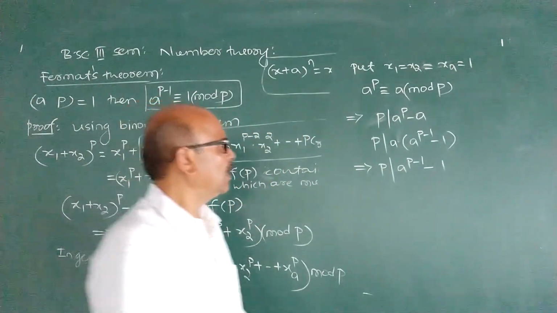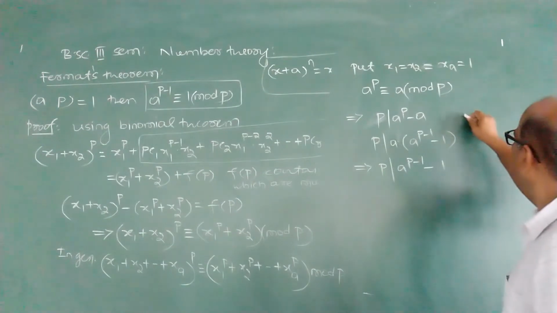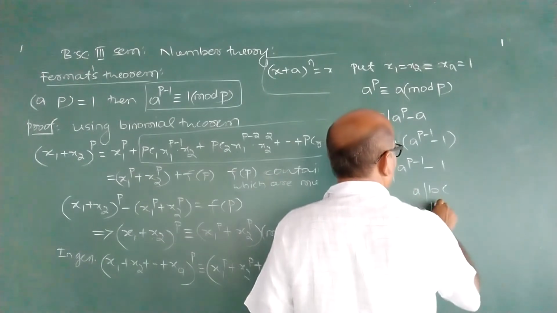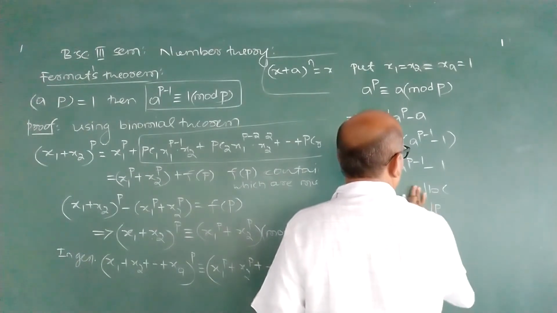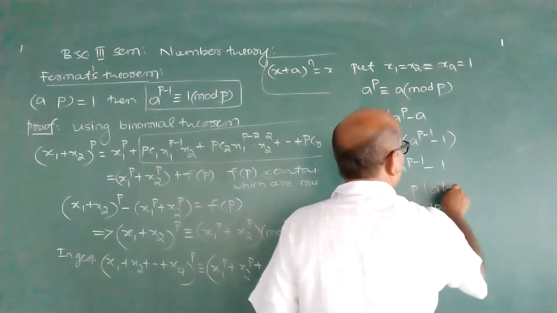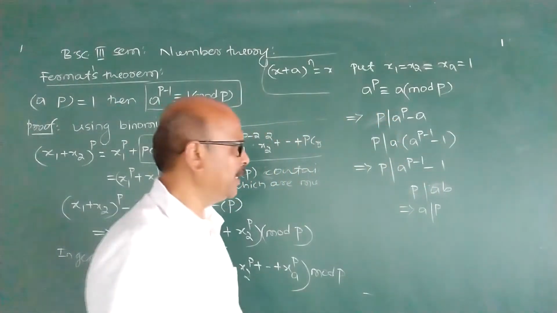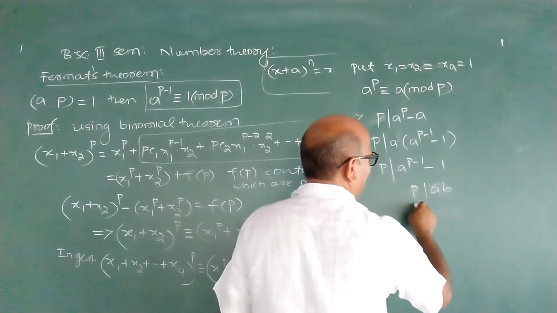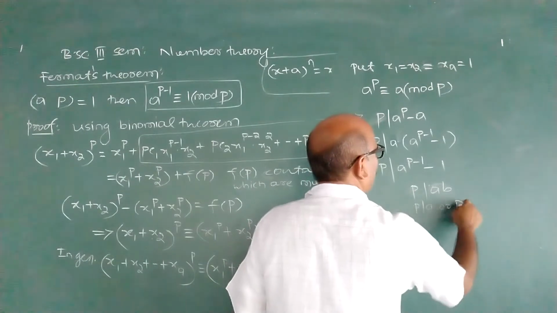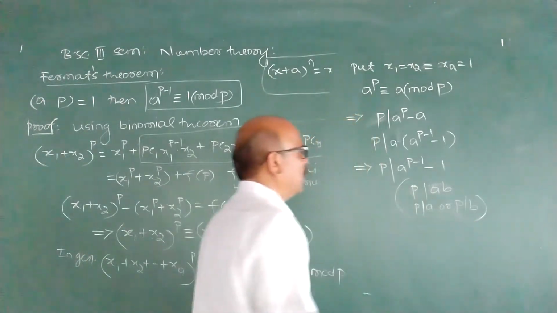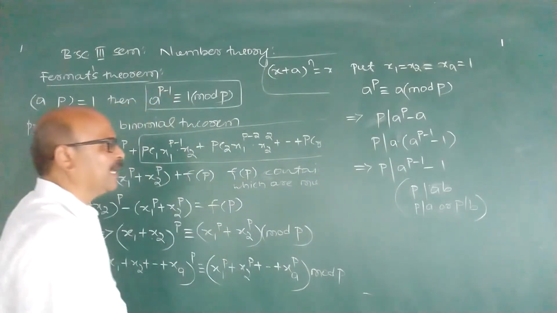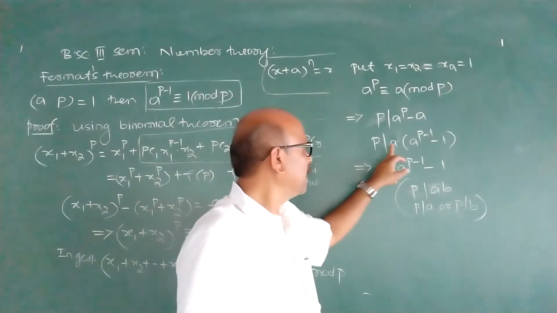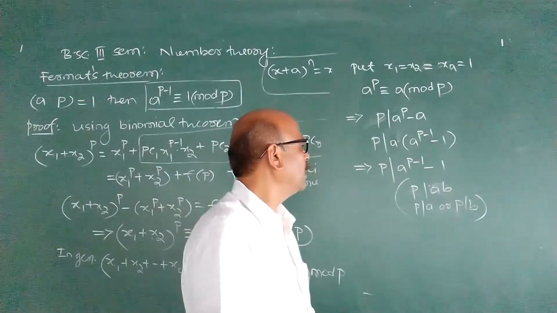Because see, it is of the form: P divides AB implies P divides A or P divides B. All these things we have proved in number theory, in the starting periods. If P divides AB, then P divides A or P divides B. But what is given? A and P are relatively prime, means P doesn't divide A here. Therefore, P must divide A raised to P minus 1 minus 1.